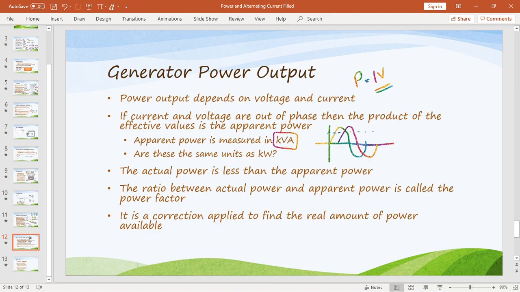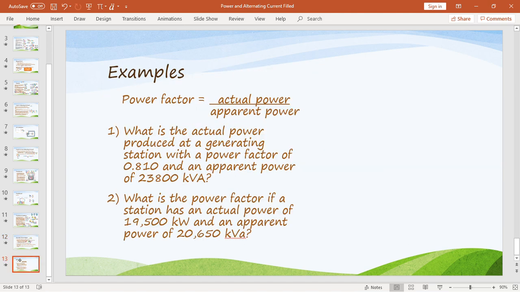Okay, and like everything in this world, you're never 100% efficient. So the actual power is going to be less than the apparent power. And it's just going to be a ratio that we call the power factor. So it's like a percentage of efficiency, but we're just going to leave it as a decimal form. Here's the formula. Power factor equals the actual power over the apparent power. If you're confused, first of all, this number is always going to be smaller, and it's also going to be in kilowatts.